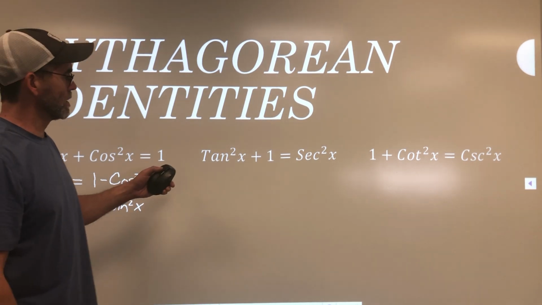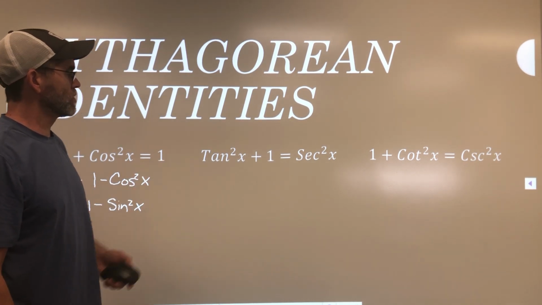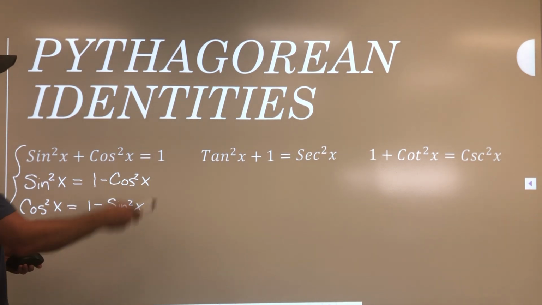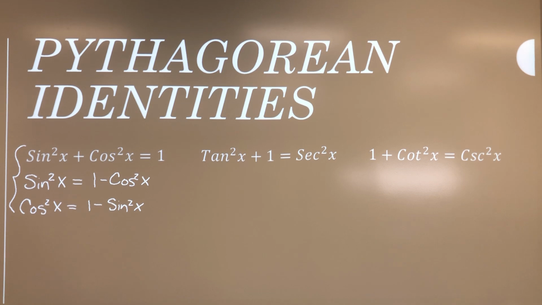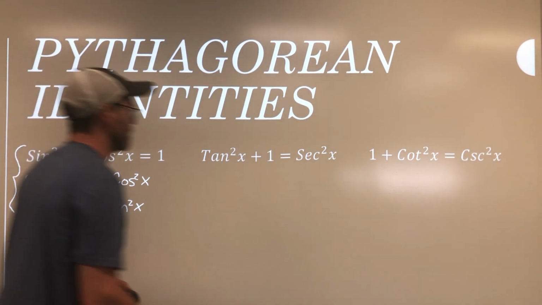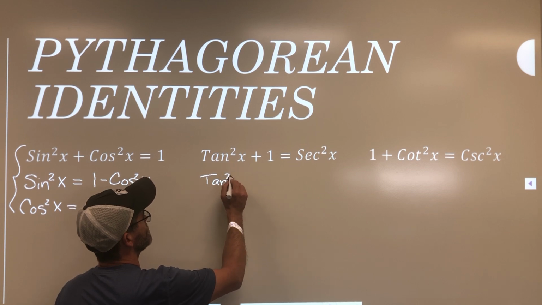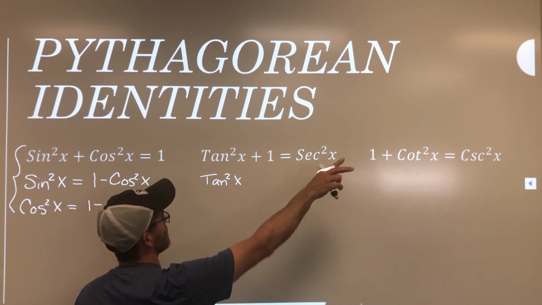Same thing goes over here. I have the tangent squared of x plus 1 equaling secant squared. We're supposed to know that. But what if I wanted to know what is tangent squared of x equal? Well, we can just use some algebra by subtracting the 1 over.